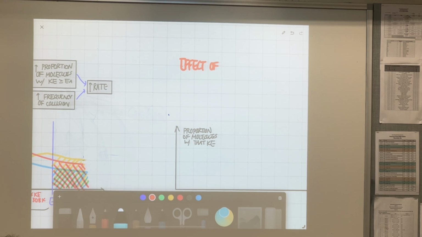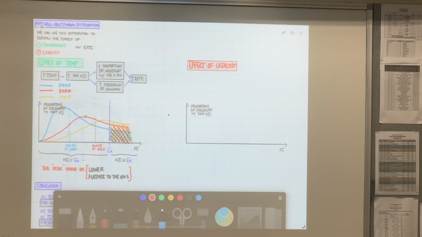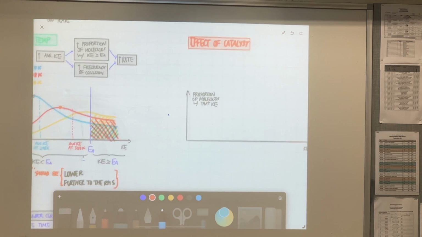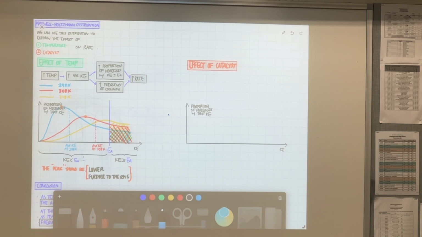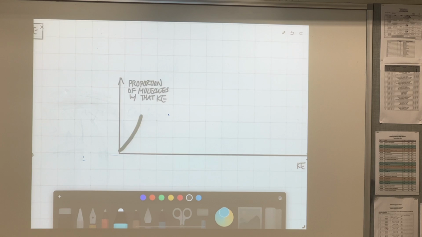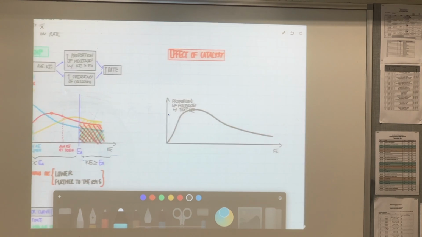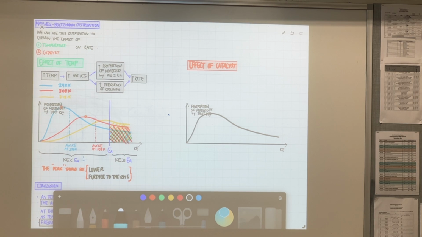So, the effect of catalyst. If you remember, a catalyst is a chemical that speeds up the reaction by providing an alternative pathway with a lower activation energy. So this time, what we are doing is we'll keep the curve unchanged. Remember, the curve will be different when temperature changes. So when you are studying the effect of catalyst, you don't change the curve.